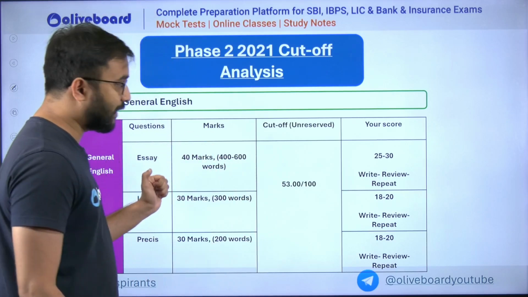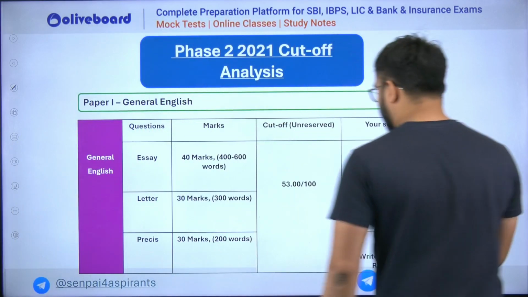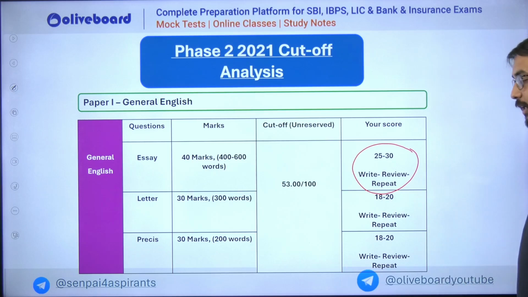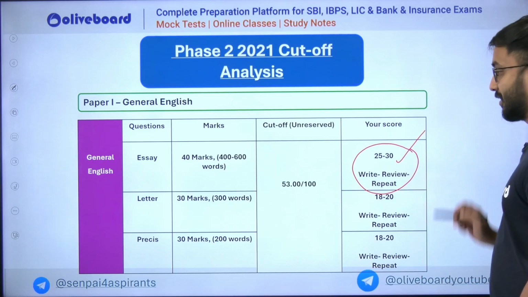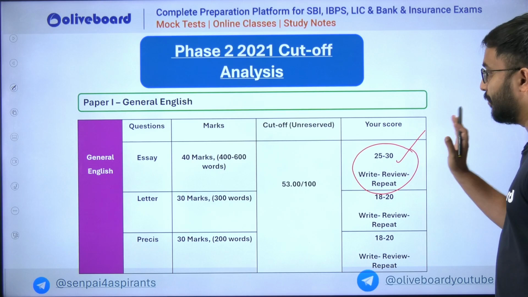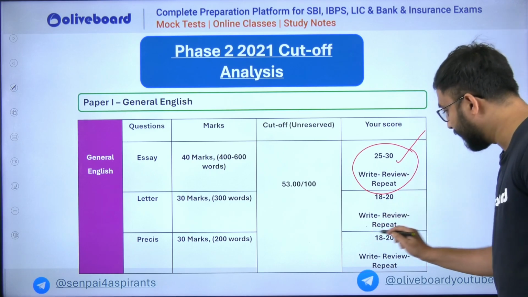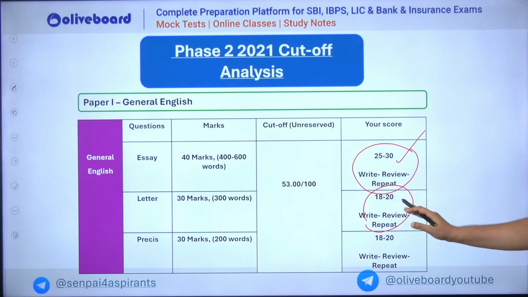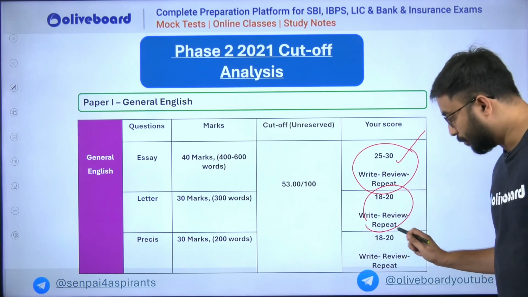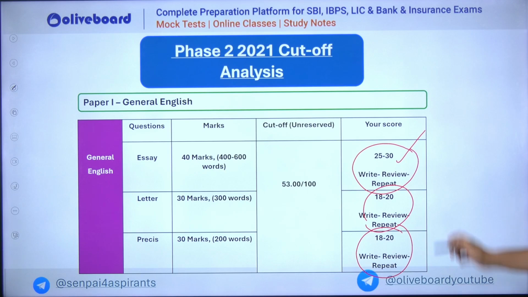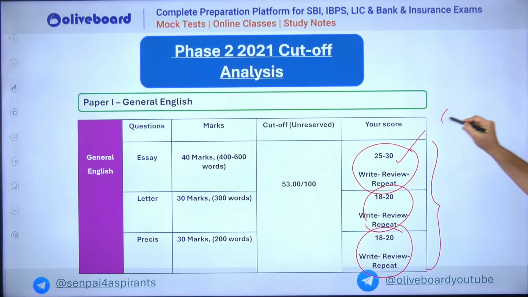You should know that in the essay, out of 40, you should always get more than 25, or 25 to 30 marks. This is a compulsion. This is the minimum I am talking about. Similarly, in the letter you should be getting more than 18 to 20 marks. In Prezi also you should be getting more than 18 to 20 marks. If you do this, you will get minimum 60 and maximum 70 marks.